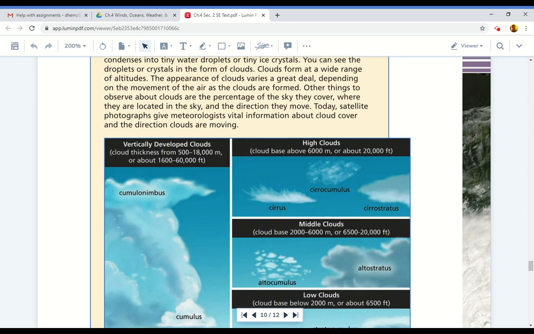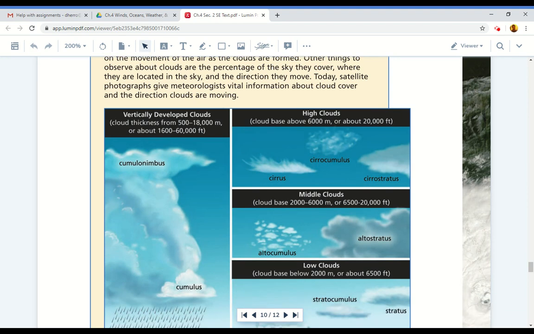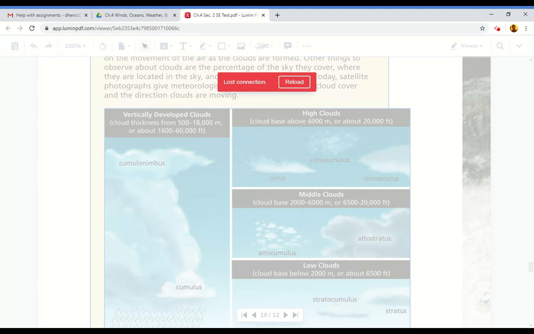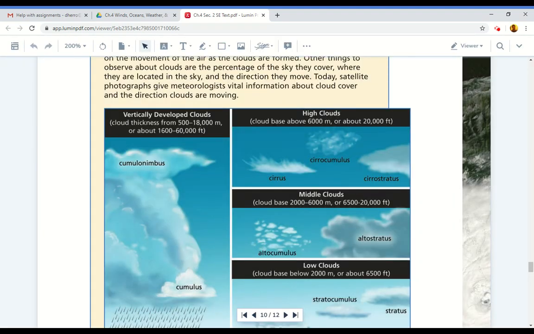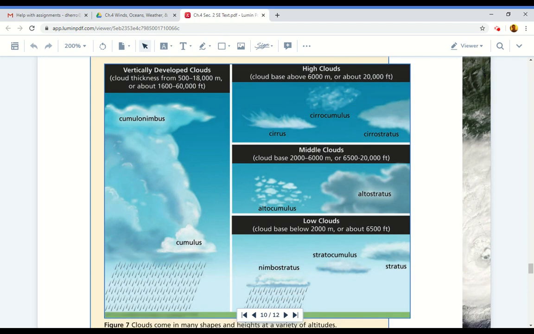Clouds form at a wide range of altitudes. The appearance of clouds varies a great deal, depending on the movement of the air as the clouds are formed. Other things to observe about the clouds are the percentage of the sky they cover, where they are located in the sky, and the direction they move. Today, satellite photographs give meteorologists vital information about cloud cover and the directions clouds are moving.